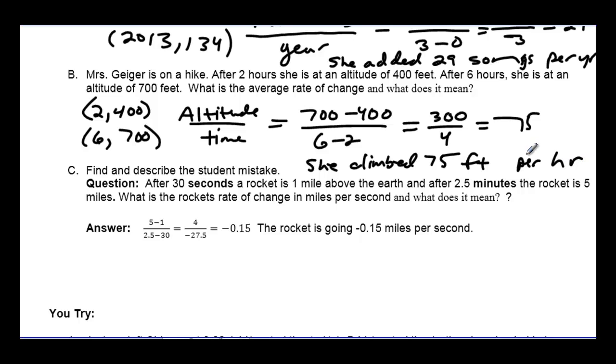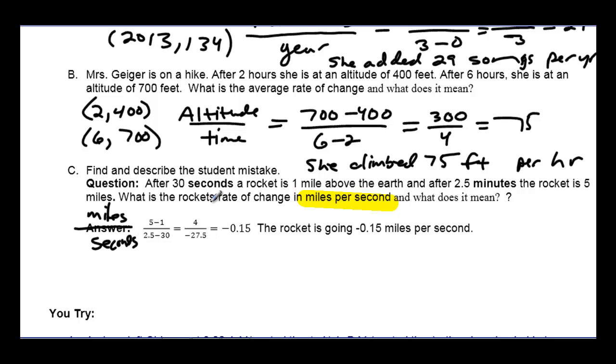Alright. And question C, you'll notice once again we're back to the student mistake. We look at the question and we have to find the mistake. Okay, it says after 30 seconds, a rocket is 1 mile above the Earth. After 2.5 minutes, the rocket is 5 miles. What is the rate of change in miles per second, and what does it mean? Okay, so we're being told here, we want our answer in miles per second. Okay, what that means is miles are on top, seconds are on the bottom.